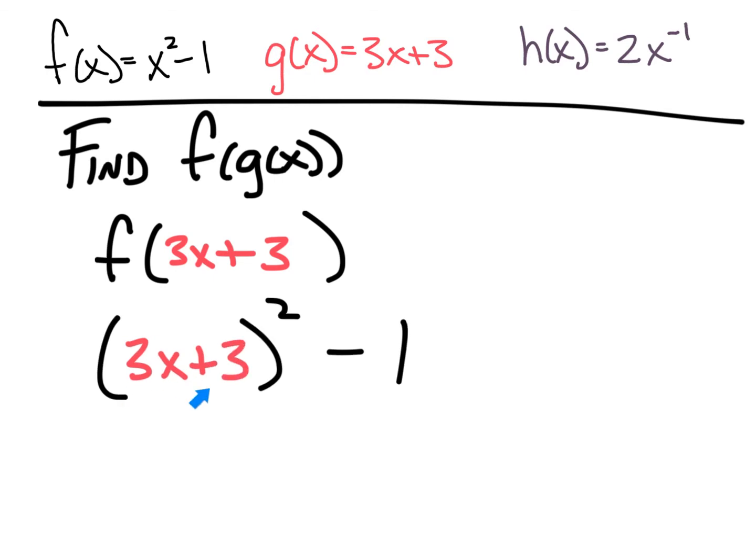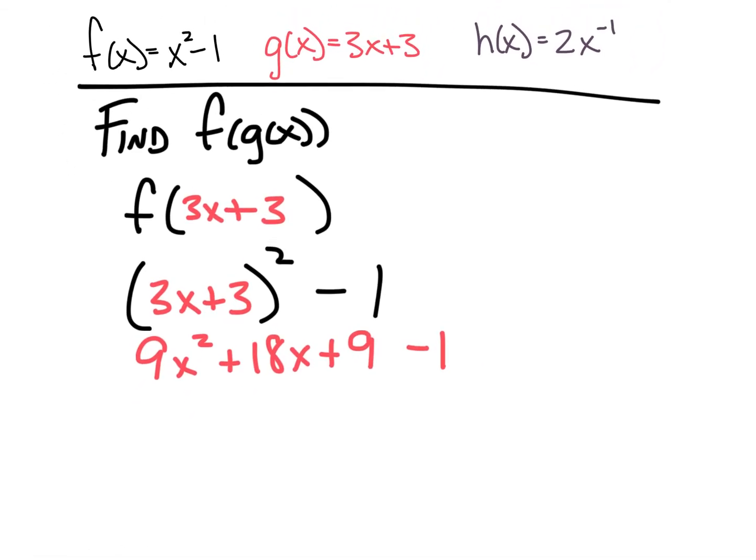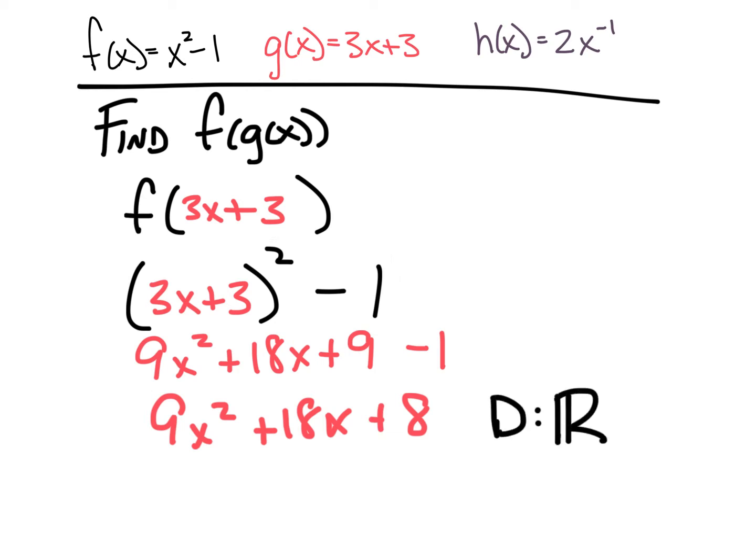Now I'm going to have to multiply this out. This would be 9x squared plus 18x plus 9 minus 1. And so, combining like terms at the end, we have 9x squared plus 18x plus 8. If you're wondering how I got this from 3x plus 3 squared, you might want to go back and review your FOILing rules. Okay, so this is f of g of x. And because it's a quadratic, we don't have an x in our denominator, it's not in a square root, we say that our domain is all real numbers.